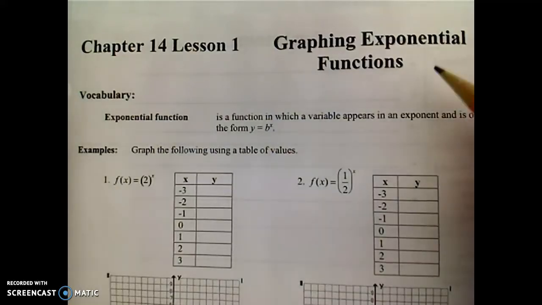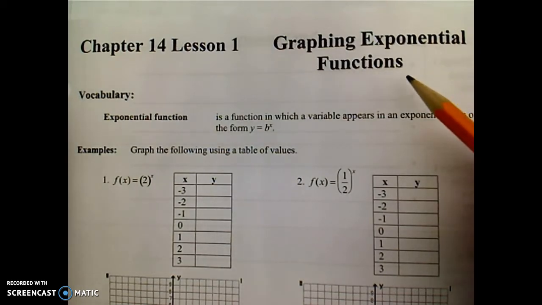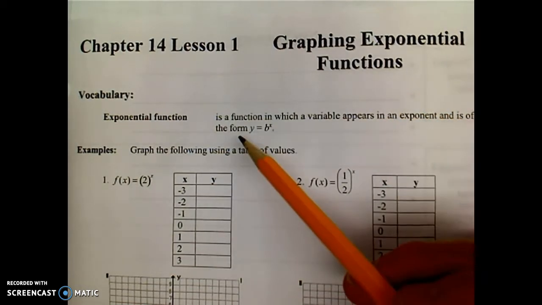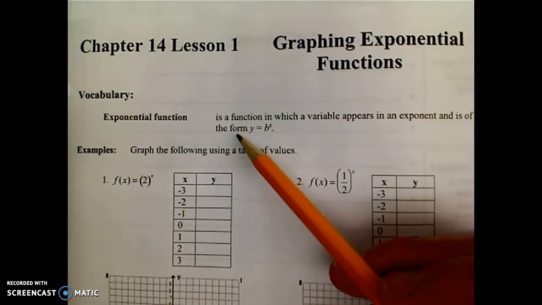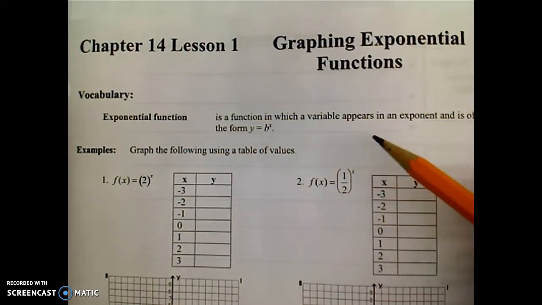Today we'll start looking at another type of function. We've already tackled functions like linear functions, absolute value functions, quadratic functions, and polynomial functions, so we know the characteristics of a function itself. The specific type we're going to start looking at today is called an exponential function. In terms of vocabulary, an exponential function is a function where the variable is in the exponent.